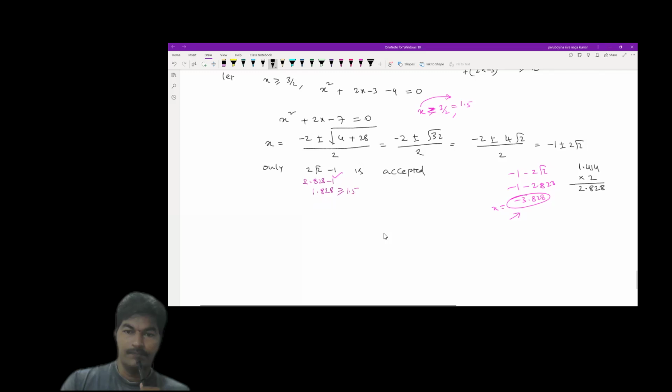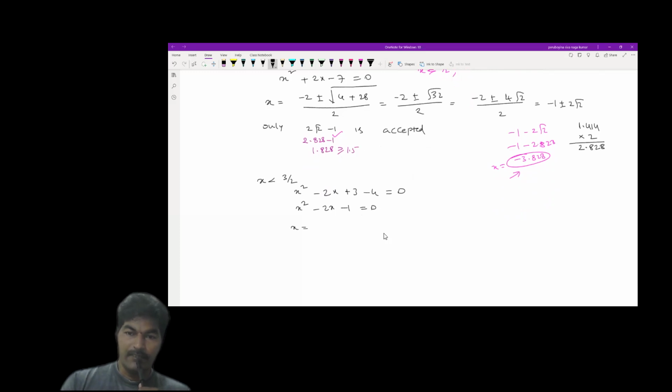X is below 3 by 2. In this case, the equation becomes x square minus 2x, because we should multiply with minus of 2x minus 3. Then it will be plus 3 minus 4 equal to 0. Therefore, it is x square minus 2x minus 1 equal to 0. Again, solve in the same way.